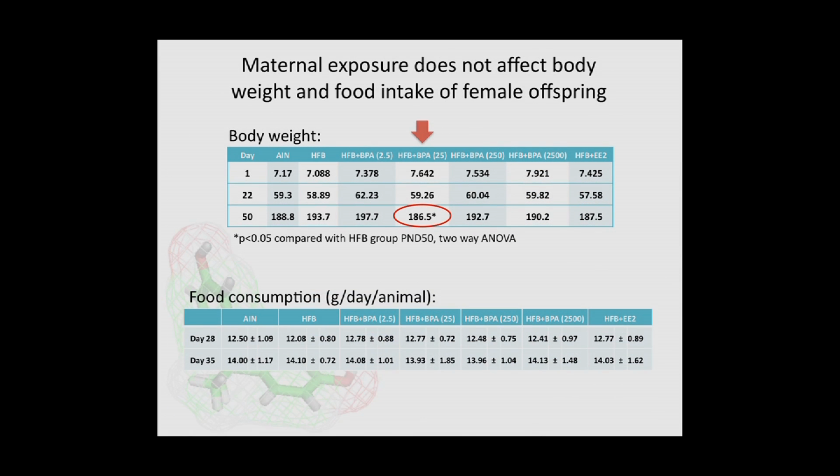These are the findings, and I'm going to go through them relatively quickly. The first one that is interesting is that the maternal exposure does not affect the body weight or the food intake of the female offspring, except for this particular group. And notice that this group, 25 microgram per kilogram body weight of bisphenol A, is 10-fold lower than the US FDA, US EPA recommended dose. So this is one of the doses I want you to notice.